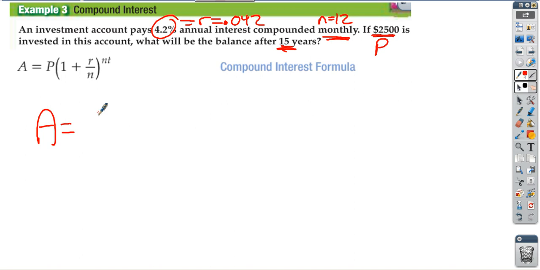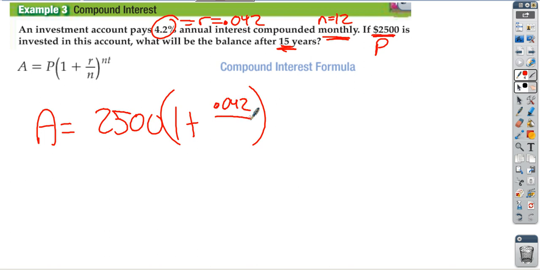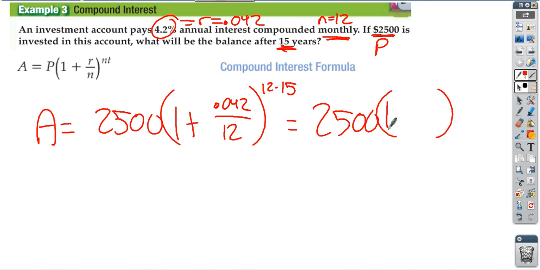So P is how much we started with, $2,500. 1 plus the rate is 0.042 over the number of compounding, that's monthly, and then times 12 times 15. So just to simplify that, that's going to be 2,500 times this number right here. 12 times 15, I believe, is 180. So let's see how much money after 15 years.